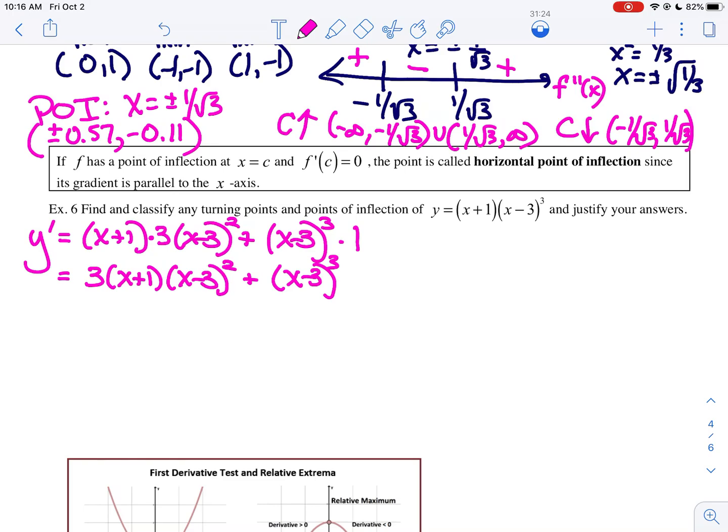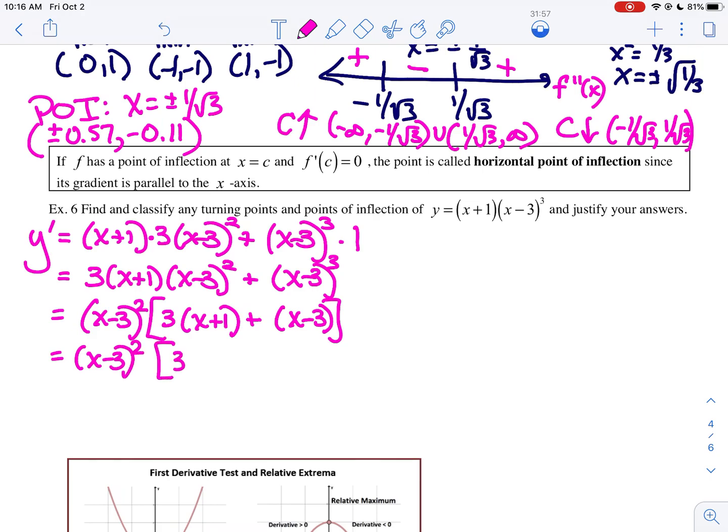Now we do not want to multiply out all that stuff, but watch what I can do. And again, this is going to be some fancy algebra. I'm going to factor out the GCF. There is a GCF of (x minus 3) squared. They both have at least 2 factors of the x minus 3. That's going to leave me with 3 times (x plus 1), plus I have 1 factor of the x minus 3 left.